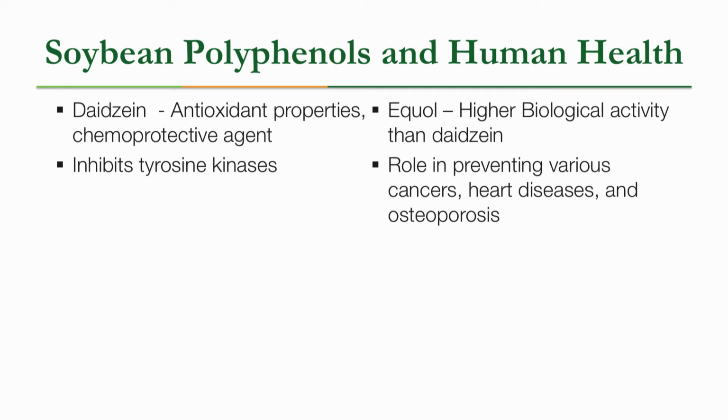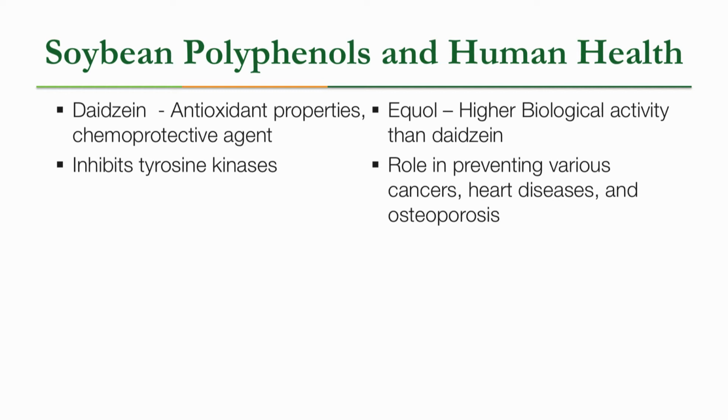So the soybean polyphenol daidzein, which I mentioned earlier, is found to have antioxidant as well as anti-cancer properties, and it's also found to have inhibitory effect on tyrosine-specific protein kinases and topoisomerases, which are found to influence cell proliferation.